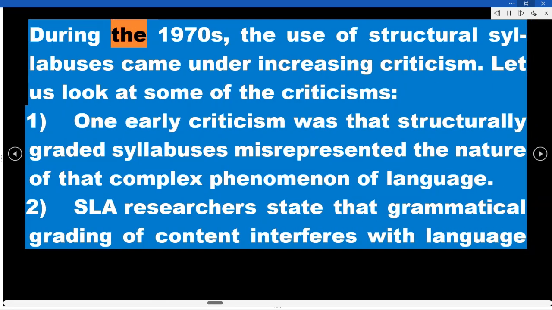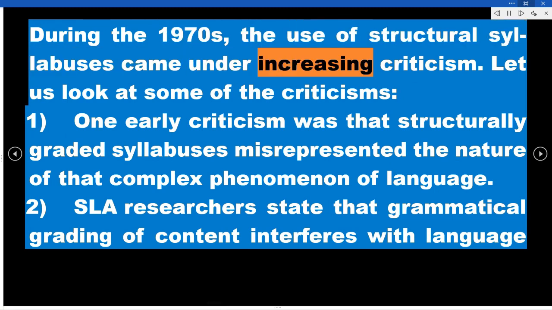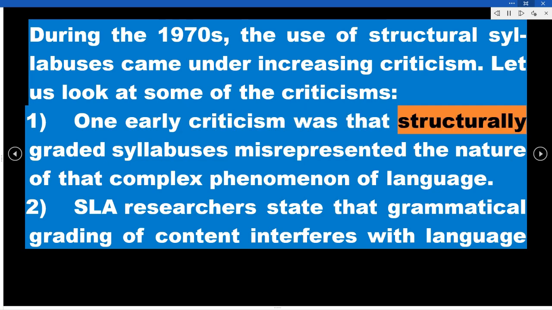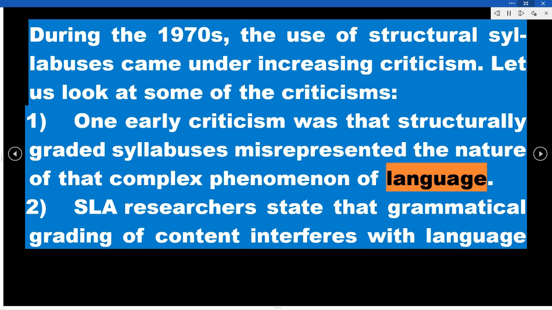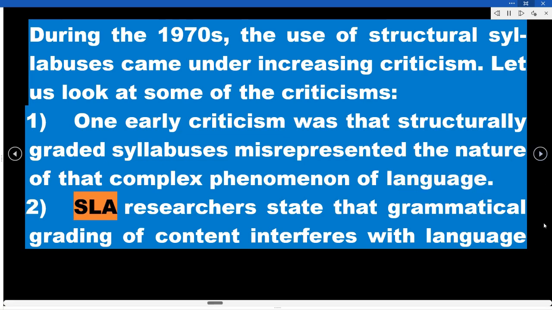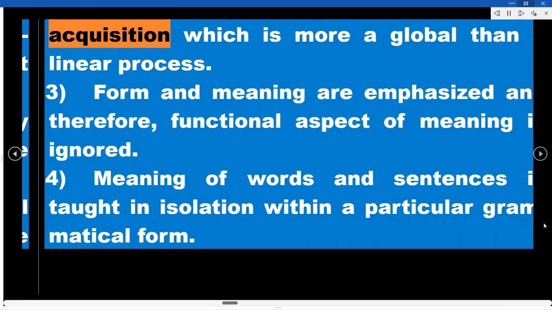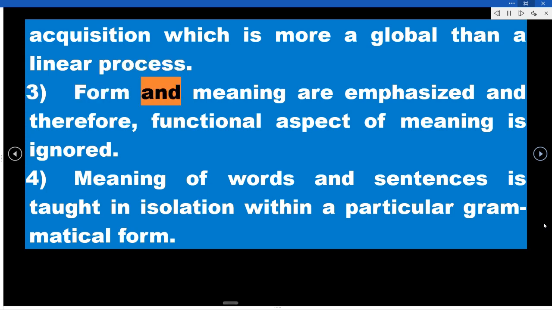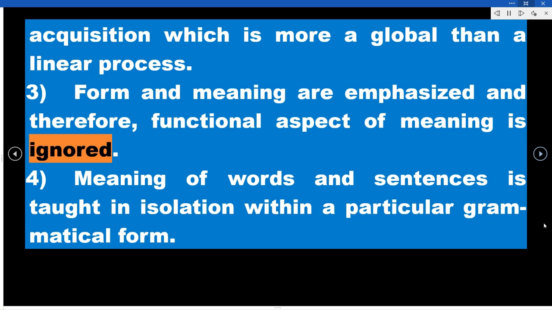Criticism. During the 1970s, the use of structural syllabuses came under increasing criticism. Let us look at some of the criticisms. 1. Early criticism was that structurally graded syllabuses misrepresented the nature of that complex phenomenon of language. 2. SLA researchers state that grammatical grading of content interferes with language acquisition, which is more a global than a linear process. 3. Form and meaning are emphasized and therefore, functional aspect of meaning is ignored.